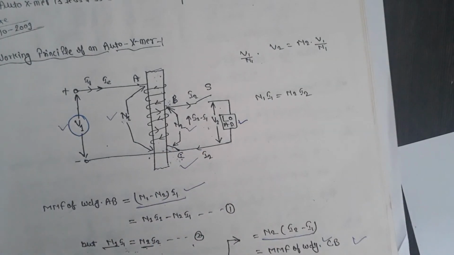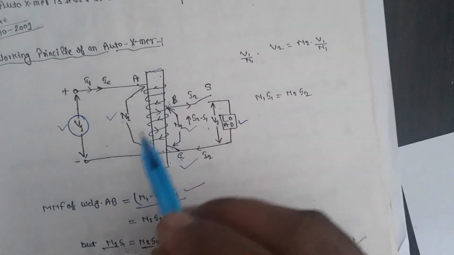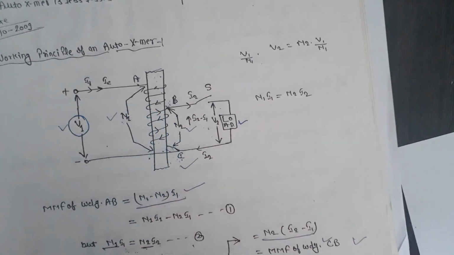This feature is not available in the two winding transformer. Both windings are electrically isolated. Now in an auto transformer the primary and secondary winding are electrically connected to each other.